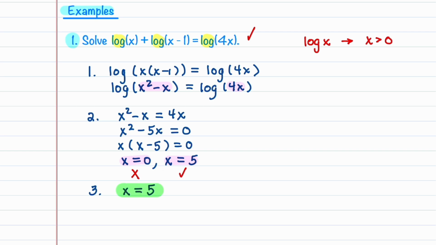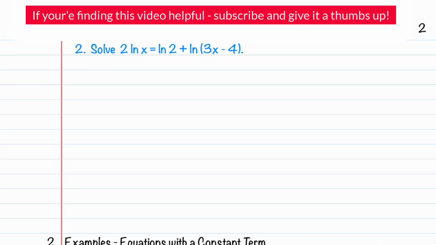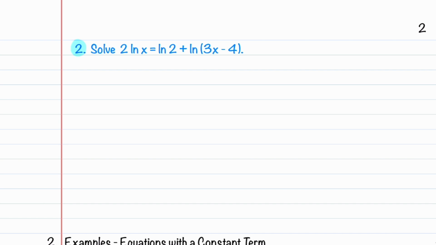Let's look at another example. In our second example, we're going to be working with natural logs, and we're going to solve the equation 2 ln x is equal to ln 2 plus ln of 3x minus 4. We'll use our 3 steps that we just talked about.